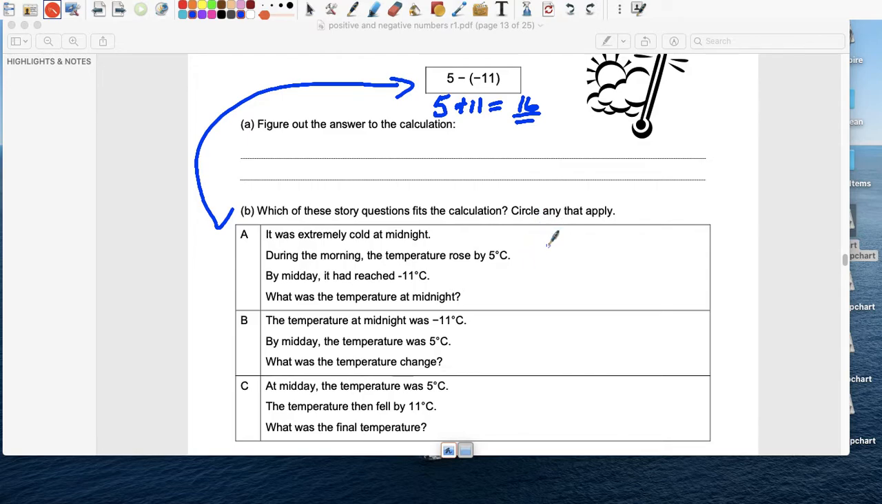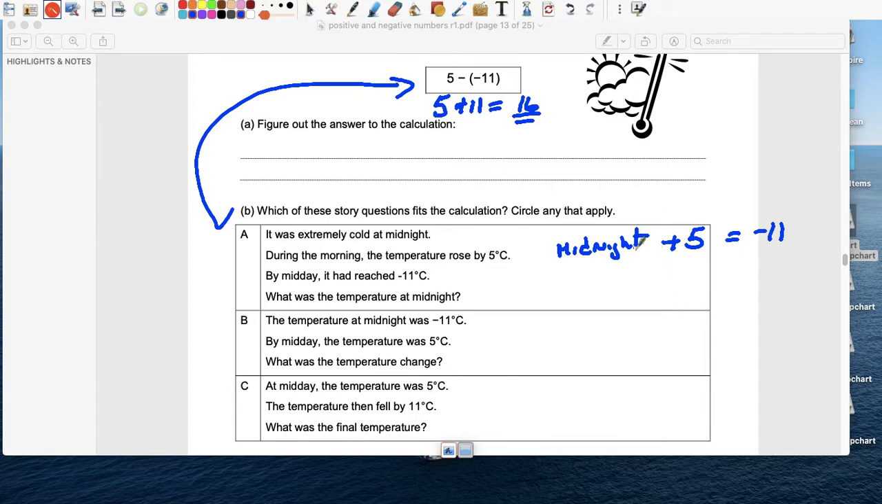So at midnight there was... Okay. Oh, take it back. Here's my midnight. Oh my God, Mr. Cho can't read. Here's the midnight, right in the morning. So it's the midnight, and then during the morning it rose by 5. So whatever temperature was at midnight is going up by 5. By midday, because of that change, it got to negative 11. What was the beginning temperature?